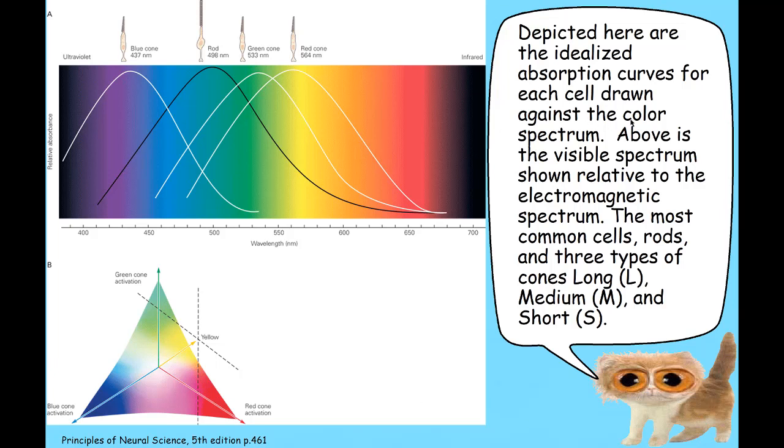So we have these idealized absorption curves for each cell, and they're drawn against the spectrum of visible light here, which runs from about 360 maybe to about 760, 770, 780. So this is the part of the electromagnetic spectrum that our rods and cones are actually sensitive to.